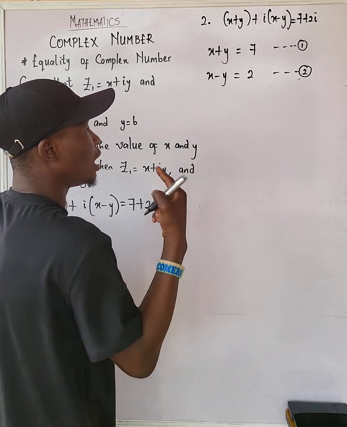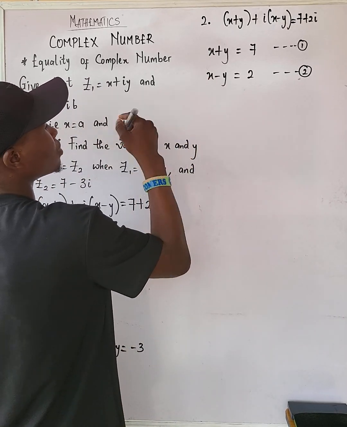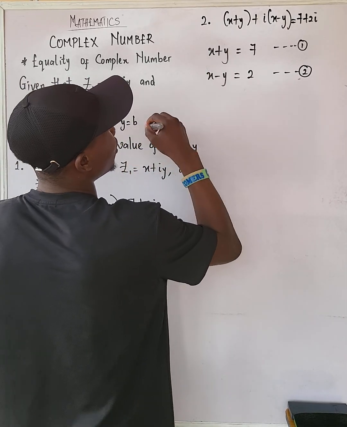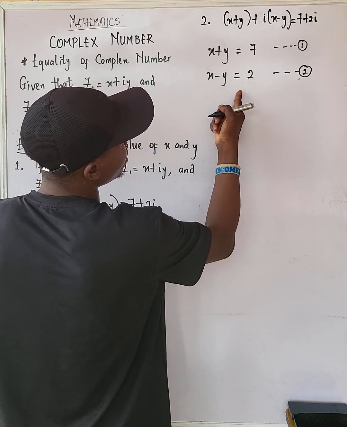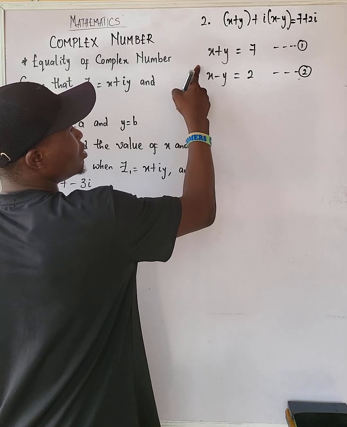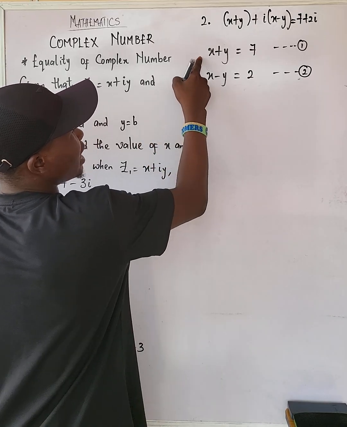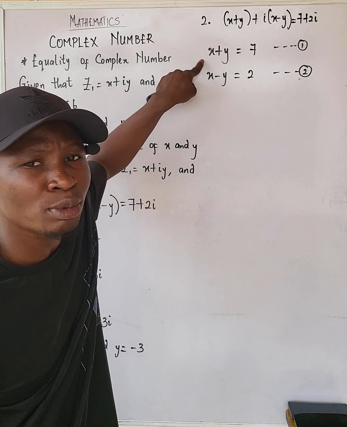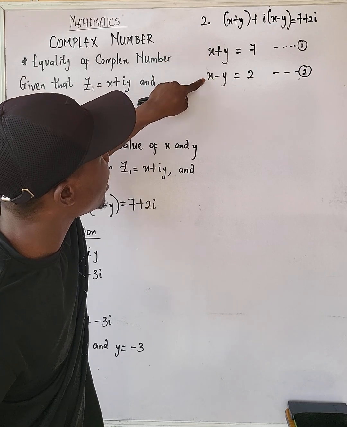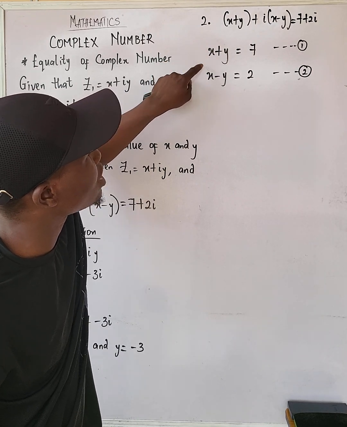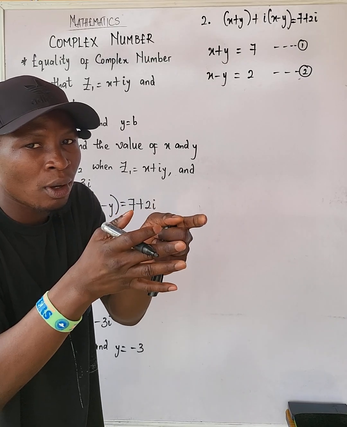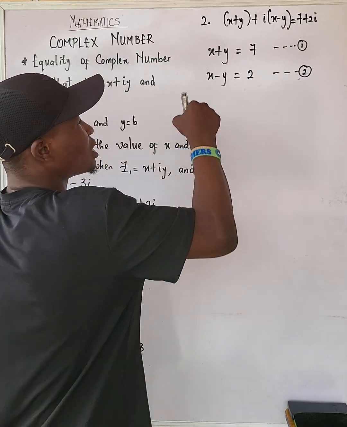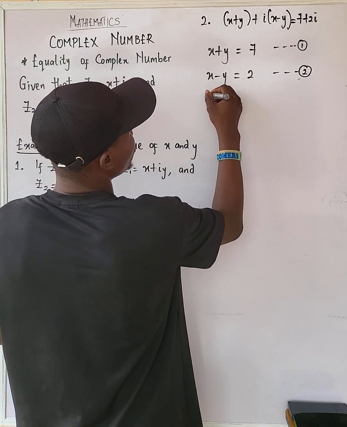So which one should we eliminate? Should we go for x or we should go for y? So let's go for x. Let's eliminate x. So if you want to eliminate x, what are you going to do? Will you add or subtract? You know, x is positive here, x is positive. If you want to eliminate this x, what will you do? Will you add it or subtract? If you add it, don't forget to add up. But if you subtract it, it's going to cancel out because I want to eliminate x. So what will I do? I'll subtract.